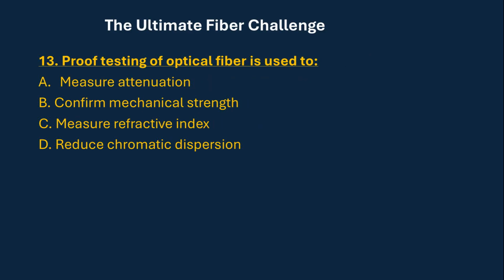13. Proof testing of optical fiber is used to: A. Measure attenuation. B. Confirm mechanical strength. C. Measure refractive index. D. Reduce chromatic dispersion. The correct answer is B. Proof testing is used to confirm fiber mechanical strength.